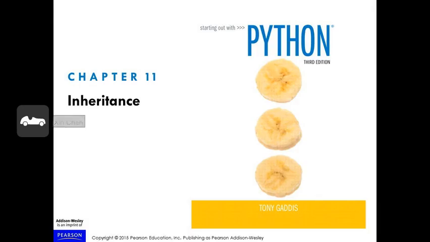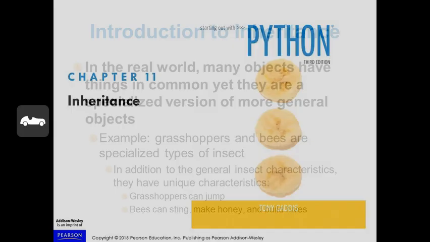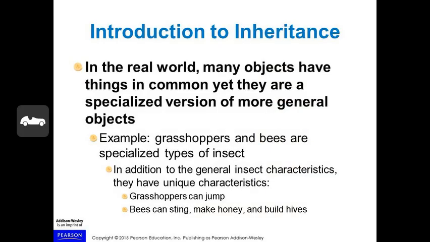In this lecture, we will start to look at inheritance, which is a very important concept in object-oriented programming. So in the real world, you can find many objects that are specialized versions of other more general objects. For example, the term insect describes a general type of creature with various characteristics. Because grasshoppers and bumblebees are insects, they all have the general characteristics of an insect.